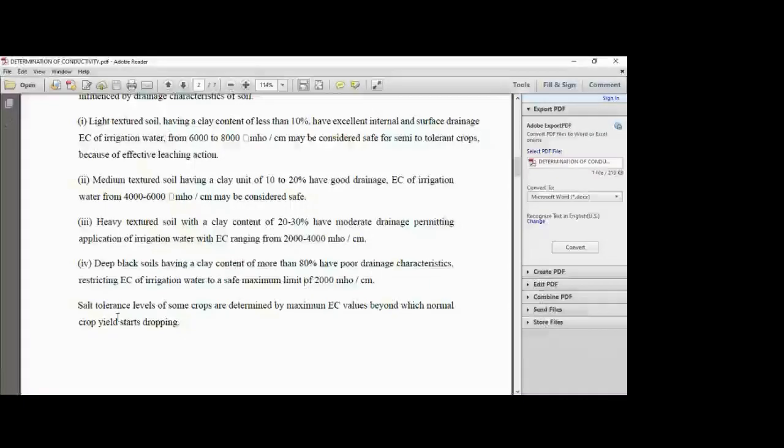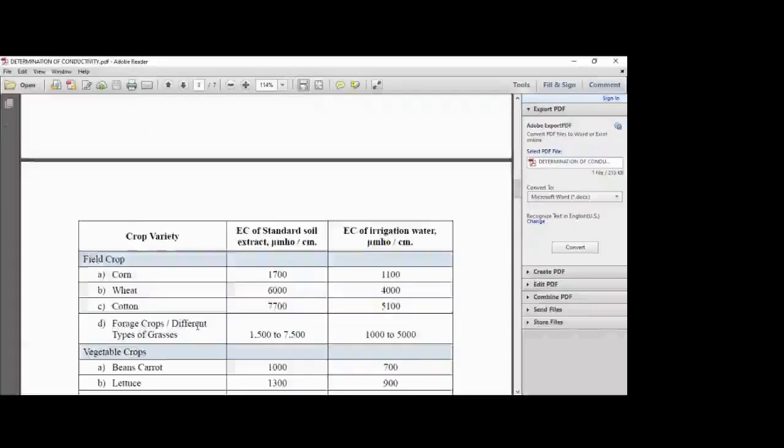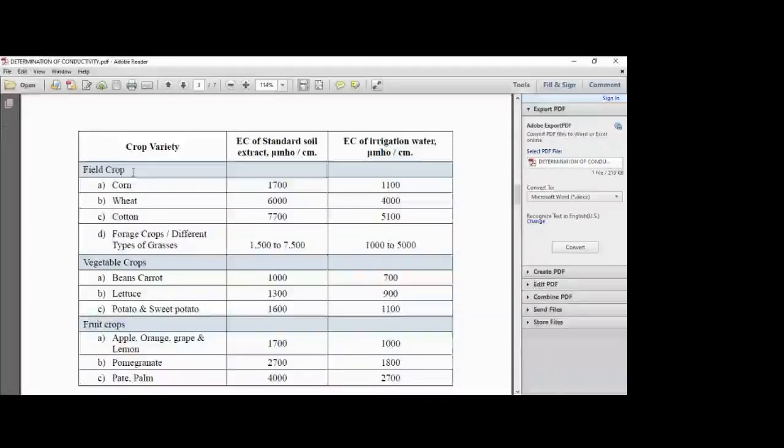Salt tolerance level for some crops is determined by maximum EC values, beyond which normal crop yield starts dropping, right? So we have salt tolerance levels for some of the crops as well. For example, if I'm having a field crop like corn, normally the electrical conductivity of the standard soil extract is in the range of 1700 micromhos per centimeter, and the irrigation water that I need to use is 1100 micromhos per centimeter. This is specifically for corn, for good yield, right?